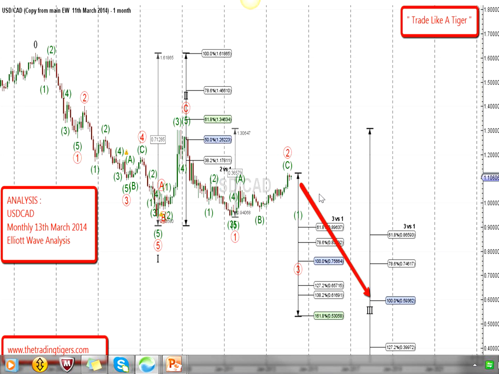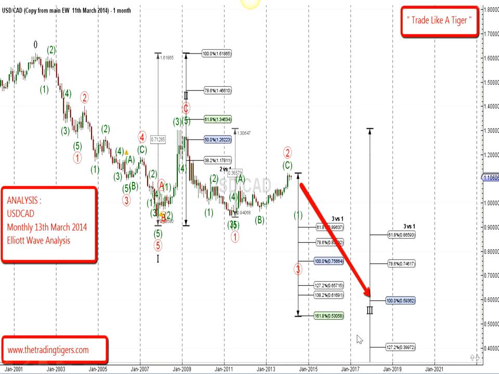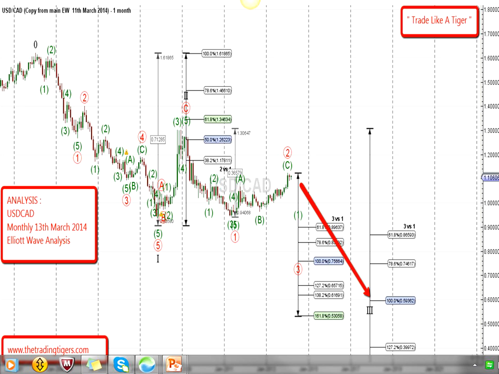Yes, but 5,000 pips from here to here is not going to come immediately. It's going to take some time to get down there, but we're going to be in and out of trades all the way till we get to this particular level. That's going to be the safe level. It's going to take, as you can see, a number of years before it can get down to there. But our overall bias is bearish for this particular pair.